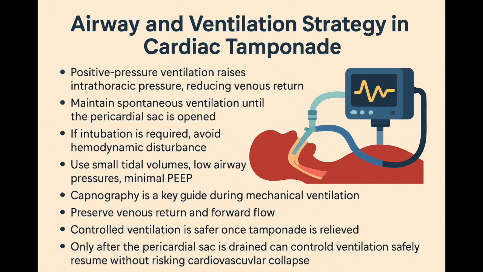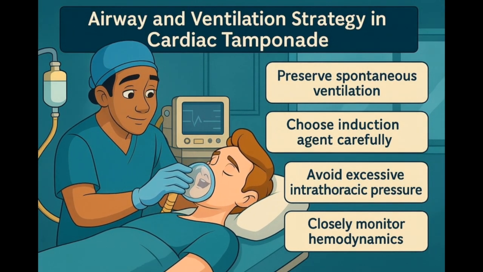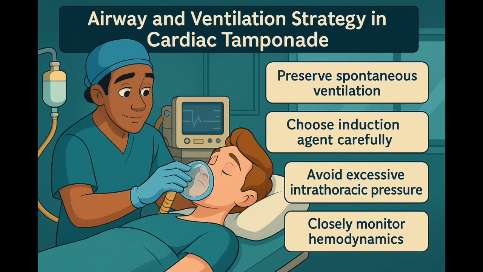is opened. If intubation becomes necessary, it must be rapid, controlled, and executed with minimal hemodynamic disturbance. Use gentle ventilation with small tidal volumes and the lowest effective airway pressures. Avoid excessive PEEP, because even small increases in intrathoracic pressure can dramatically reduce cardiac output. Capnography becomes a crucial guide. A falling end tidal CO2 often signals worsening cardiac output, while a sudden rise may indicate return of circulation.